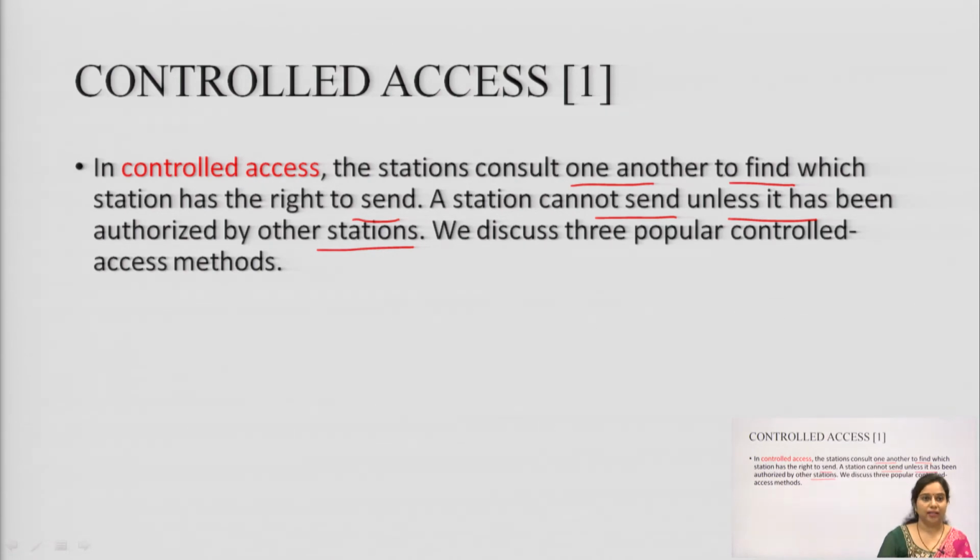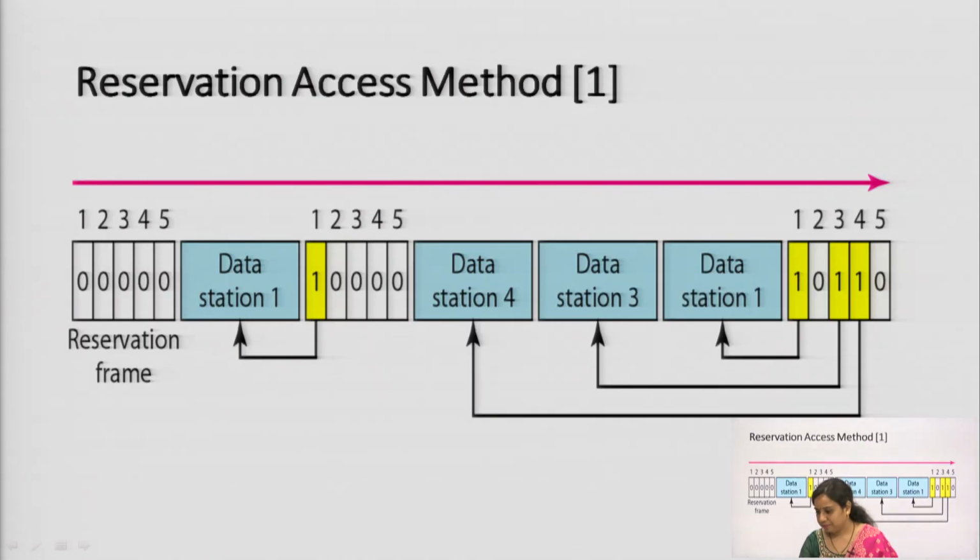It is a collective situation, like 4 stations are there. Each station wants to transmit data, so it will check which station has the data. It is done in a very controlled manner. So, we will discuss these 3 methods.